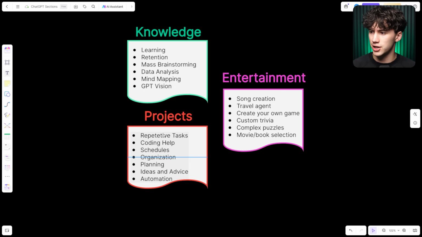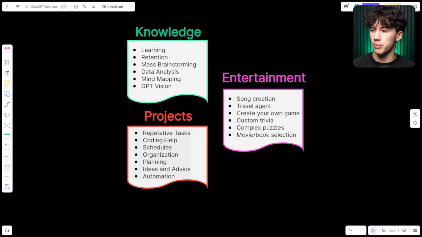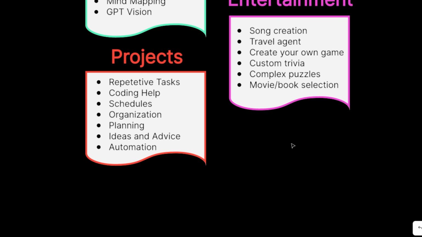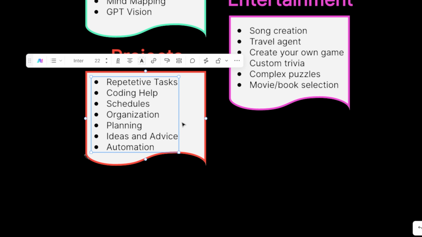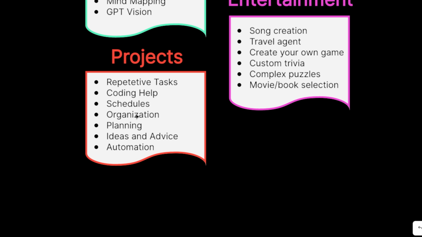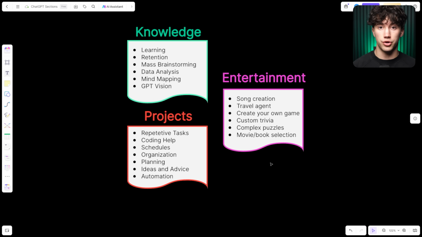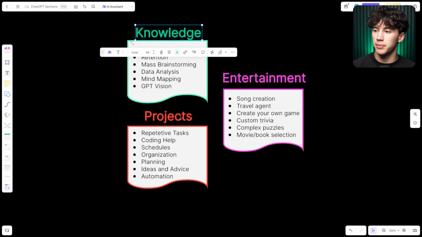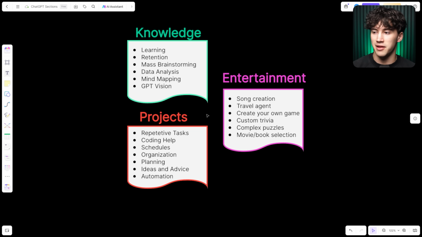It also helps with projects. Now, projects being repetitive tasks, maybe you need some coding help. It's helped with a lot of coding in my experience. Schedules, if you need a schedule planned. Complex planning and events, organization, ideas and advice on certain things, and automation as a whole. I've even connected ChatGPT to my Google Calendar, and if you've used ChatGPT before, you can imagine how powerful that gets.